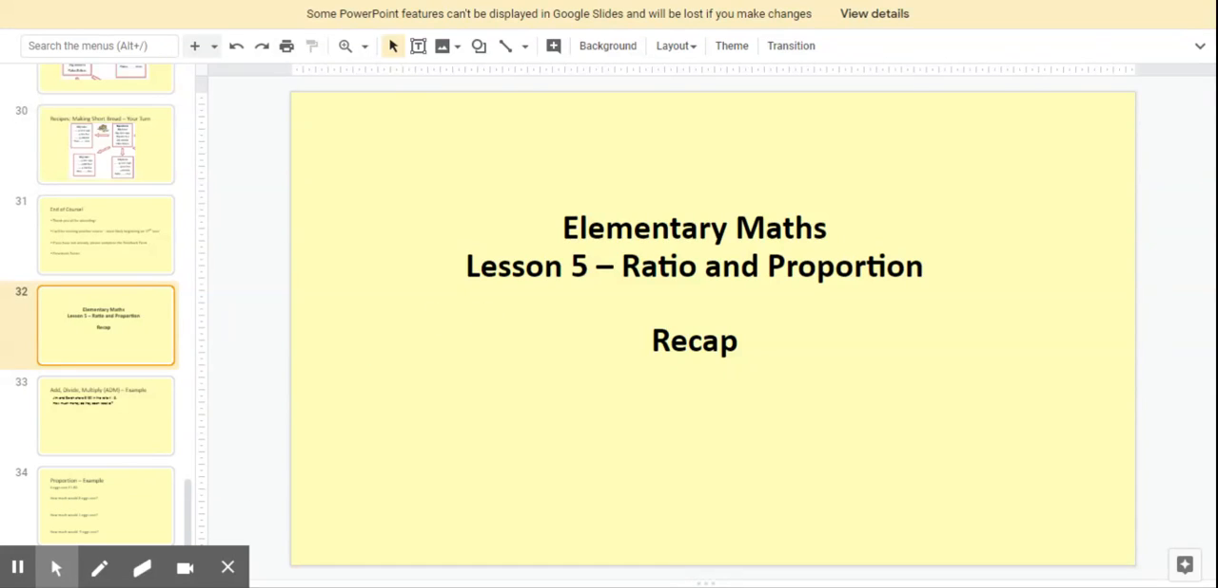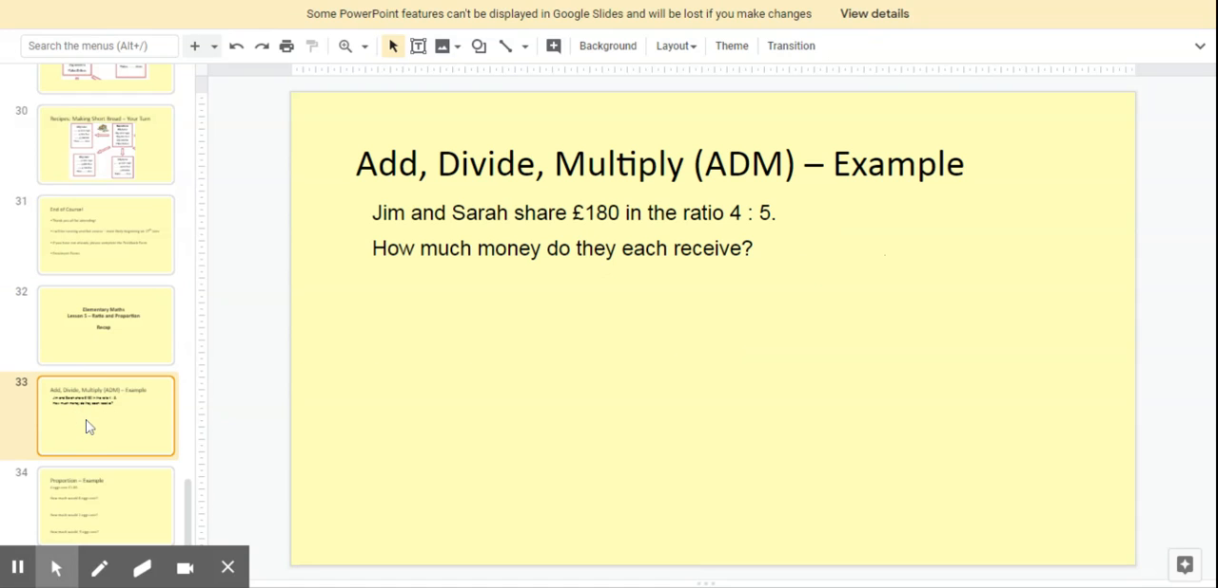Okay, so this is a recap from our lesson 5, which we did a bit of division, but we mainly focused on ratio and proportion. So with ratio, we talked about sharing in a given ratio, and we talked about a particular method, which was add, divide, and then multiply. We also talked about with ratio, it matters the order that they come up.